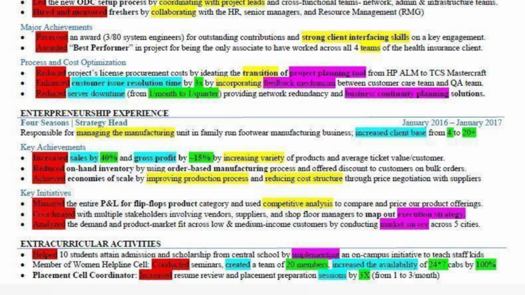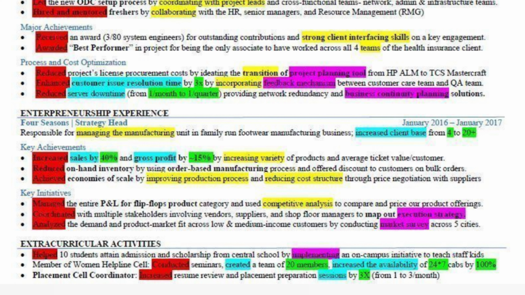And next is entrepreneurship experience. Of course, it depends on who you are and what your field is, but this is a very important part also. So you can talk about your entrepreneurial experience. You gave a general breakdown. Now you go again to talk about the key achievements and key initiatives that you took. Look at the words involved: competitive analysis, increasing variety, still talking about the percentages, how you increase or reduce sales, how you achieved whatever you say you achieved. So these are key points that you should really take note of.